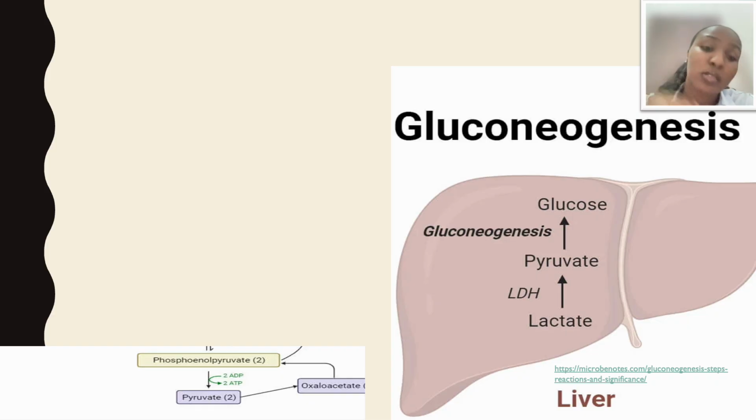It is then reoxidized back into oxaloacetate, and then the enzyme PEPCK, phosphoenolpyruvate carboxykinase, basically phosphorylates and converts it into phosphoenolpyruvate using 2 ATP. Now this is basically one version of this mechanism.